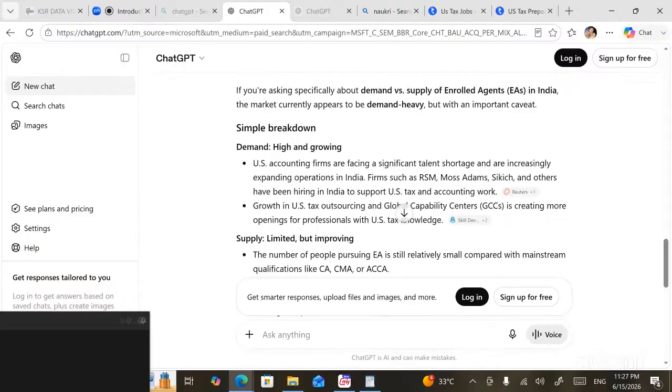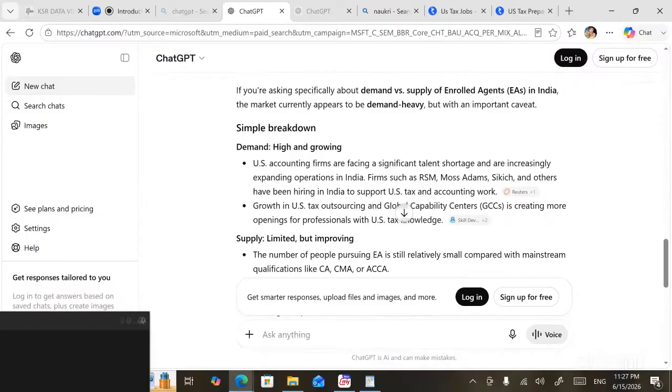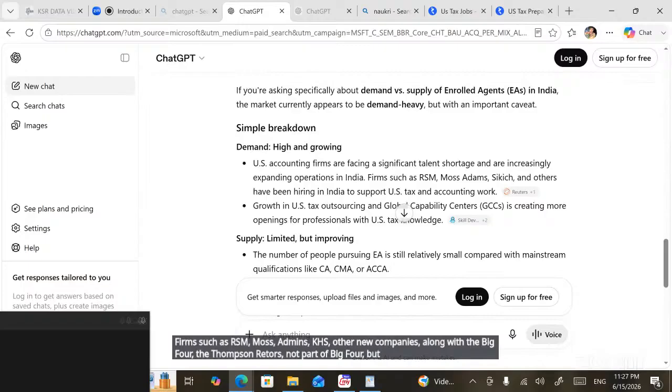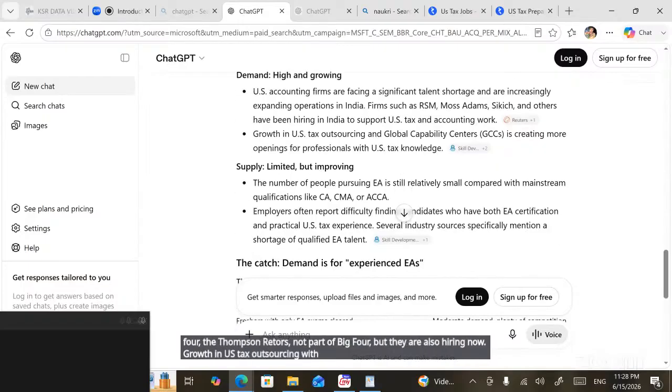US accounting firms are facing significant talent shortage and increasingly expanding operations in India. It's increasing. As of now, their operations are very less in India, now they are pushing to India. Firms such as RSM, Moss Adams, Baker Tilly, others, new companies, along with the Big Four. Thomson Reuters, not part of the Big Four, but they are also hiring now. Growth in US tax outsourcing with the global capability centers, GCC. They are creating more openings for professionals with US tax knowledge, sir.